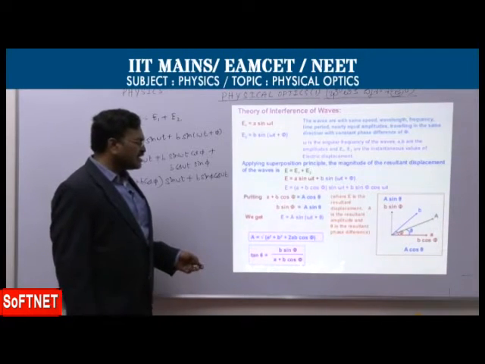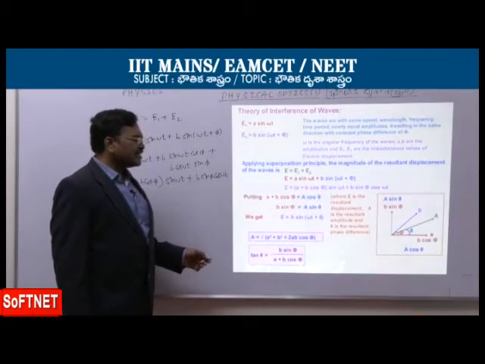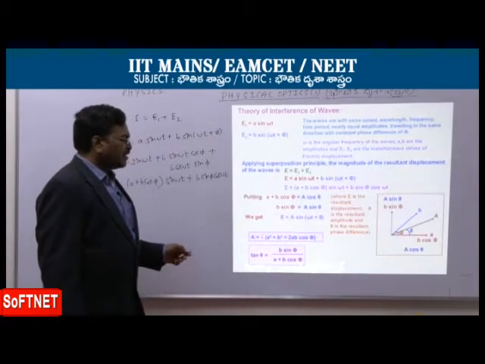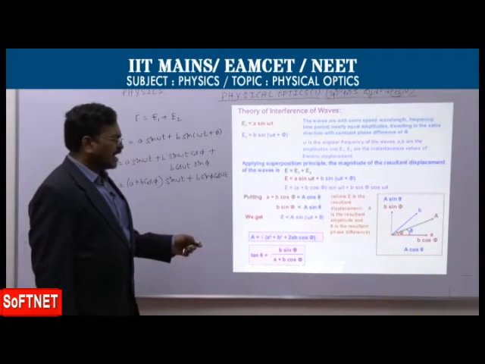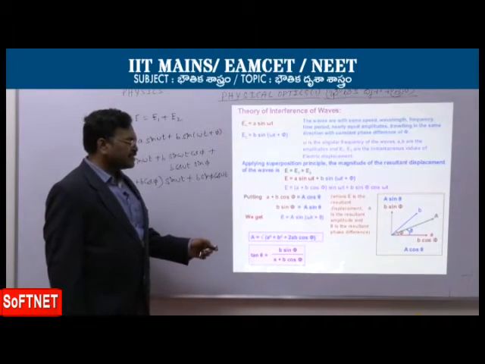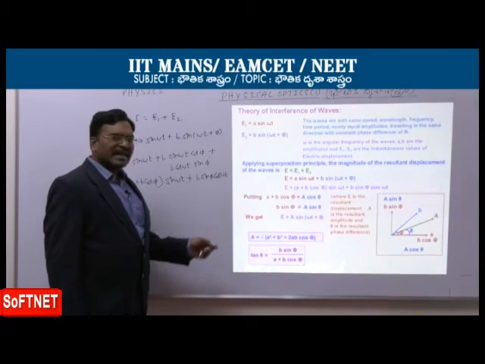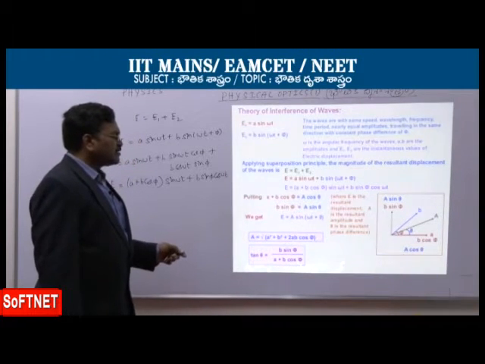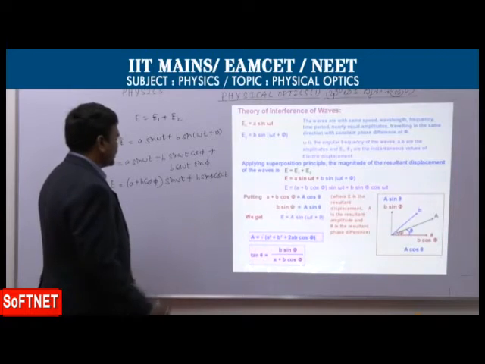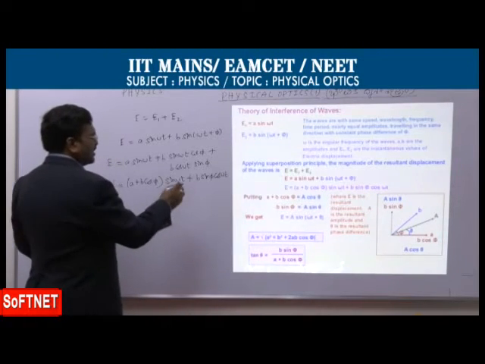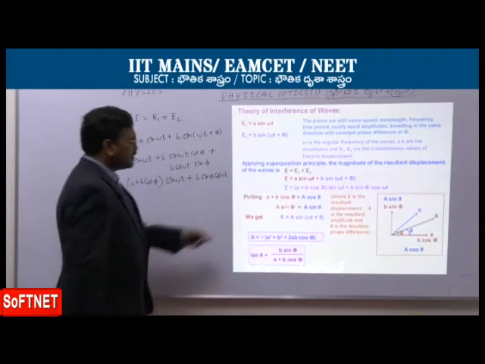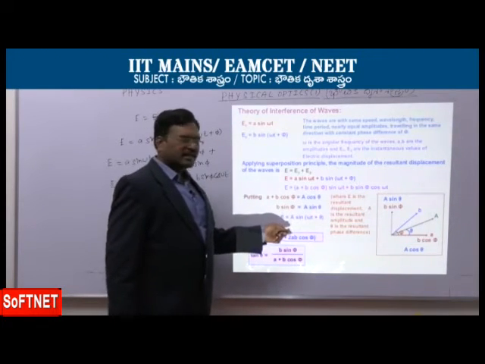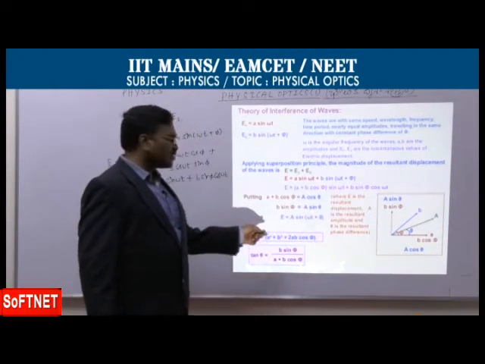Now, how do we calculate the resultant amplitude here? Resultant amplitude is the square root of a square cos square theta plus a square sin square theta. Squaring and adding a cos theta whole square plus a sin theta whole square, we know a cos theta and a sin theta, and squaring and adding these two equations gives a square sin square theta plus a square cos square theta.